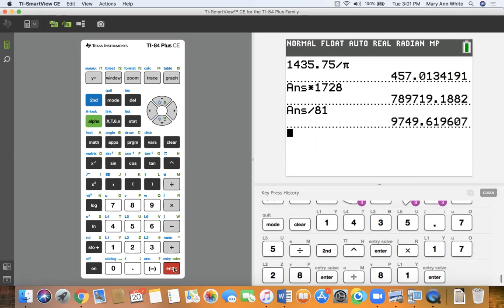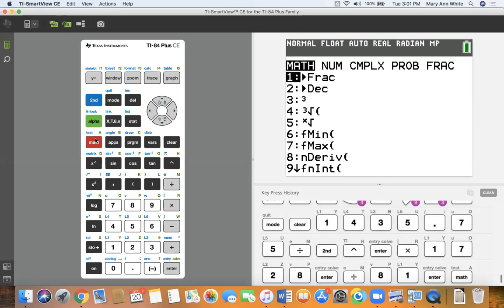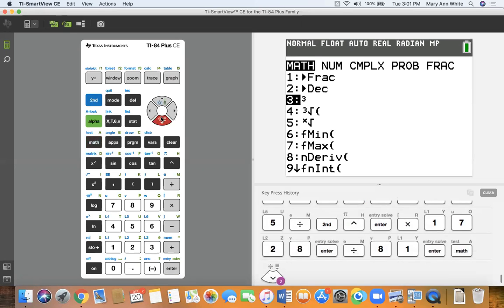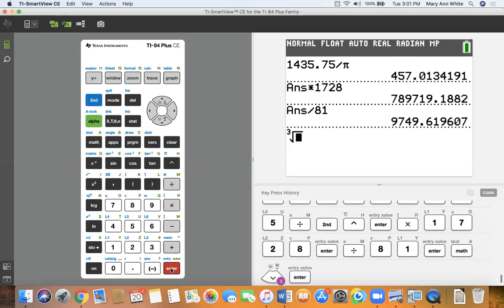So now I get this number, and this number is equal to h to the third. So I'm going to cube root. Cube root is if you go to math and then go down to number 4. So cube root, and if I don't want to copy this down, if I want this to appear over there, I can write second answer, and then it just pops right in. And I press enter, and I get h is 21.4 inches.